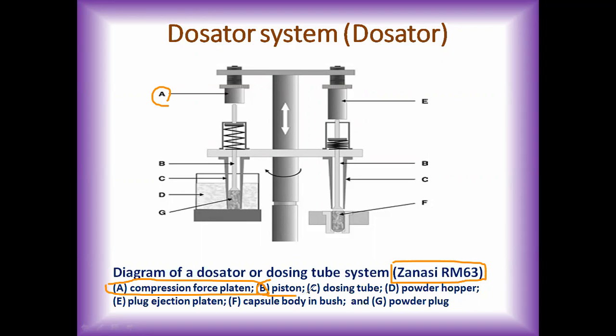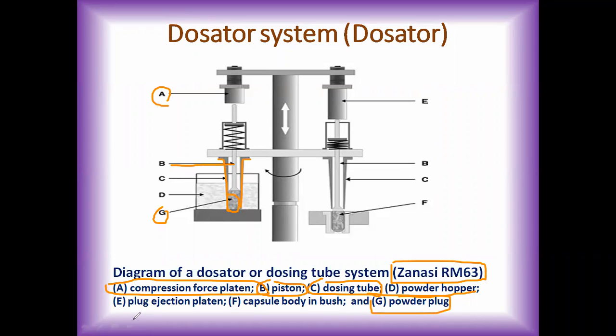So you have a piston which is placed over here. You will find that it moves up and down. And the most important part, that is C, the dosing tube. So this is the dosing tube, you can find the tube over here. Then D is the powder hopper in which we have the powder. Then G is the powder plug which will be formed over here. So this is the plug which is formed.